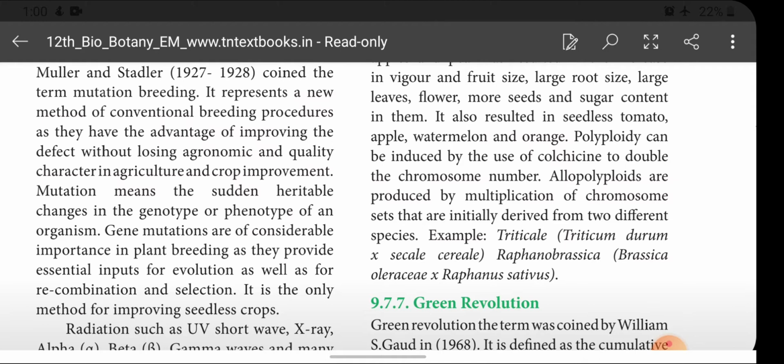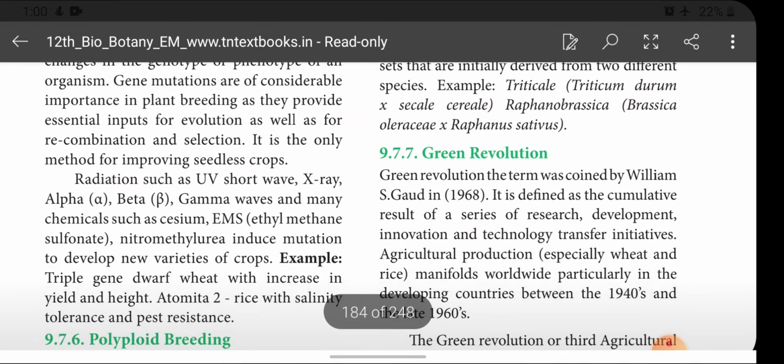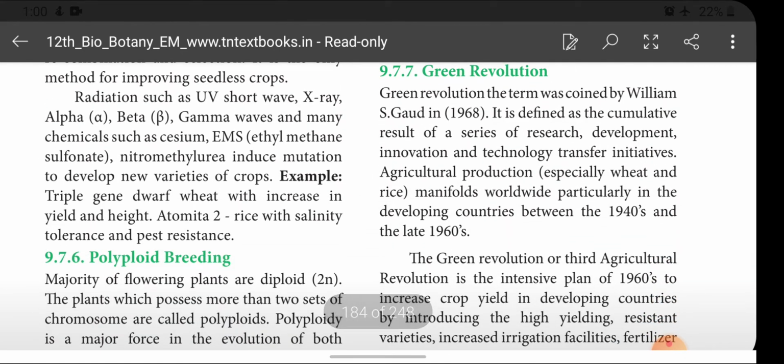Example: triticale, produced from Triticum durum with Secale cereale, and Raphanobrassica, which is produced by the combination of Brassica oleracea and Raphanus sativus. This is about polyploid breeding. And the next one is what?